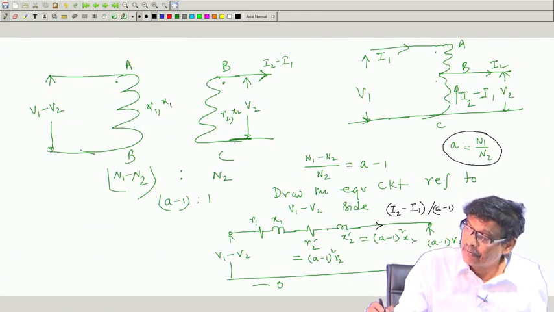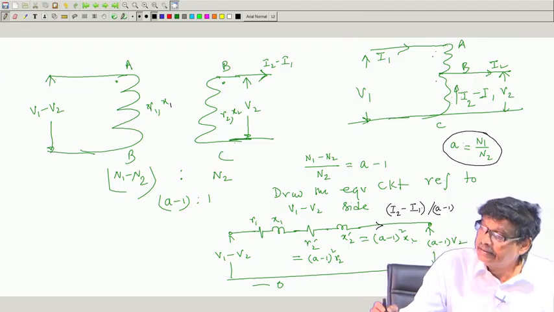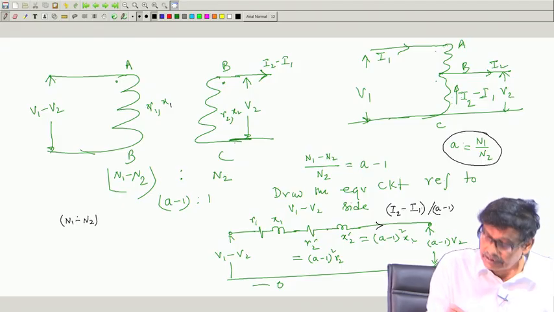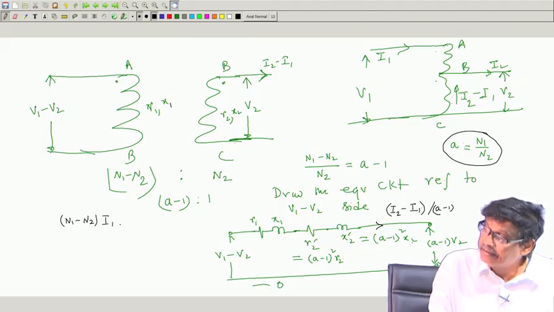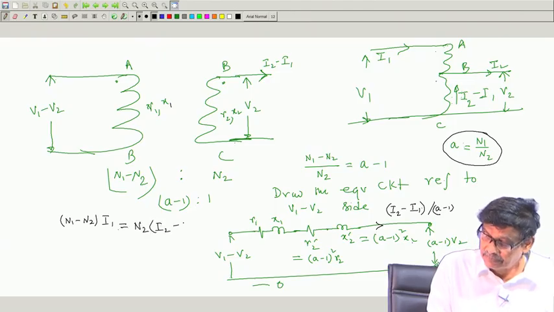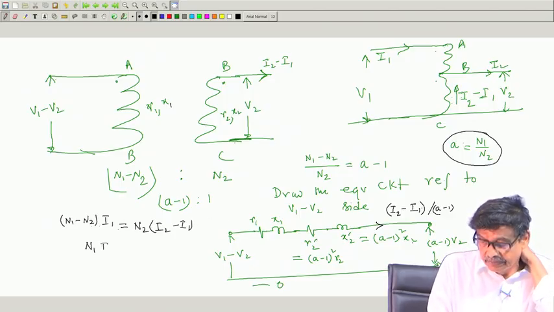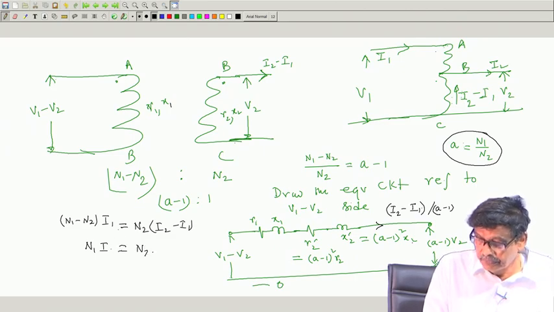See, the MMF of this portion, I will do it here, MMF balance: N 1 minus N 2 into I 1 is same as N 2 into I 2 minus I 1. This is the fundamental thing. From this, minus N 2 I 1 gets cancelled, and you are left with N 1 I 1 is equal to N 2 I 2.